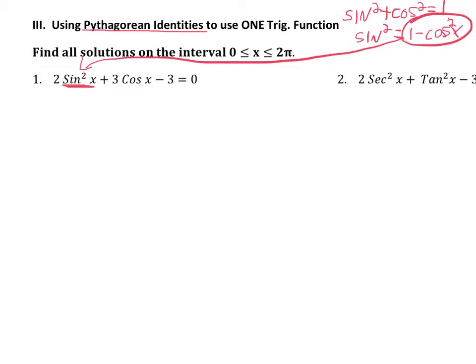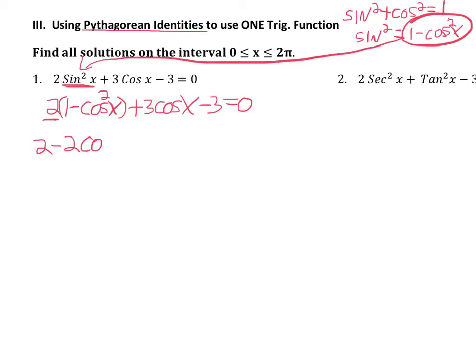So when I do that, I'm going to have everything in terms of cosine. So I'm going to have 2 times, I replace the sine squared with this 1 minus cosine squared of x. Then I bring everything else down: plus 3 cosine of x minus 3 equals 0. Okay, I want to distribute this 2 to the 1 minus cosine squared of x. So that's going to give me 2 minus 2 cosine squared of x. Okay, bring everything else down: plus 3 cosine of x minus 3 equals 0.